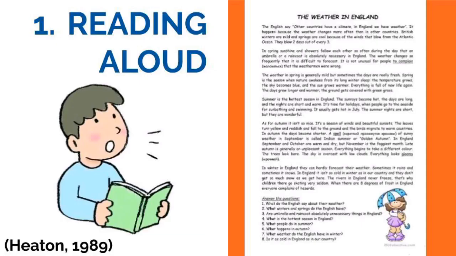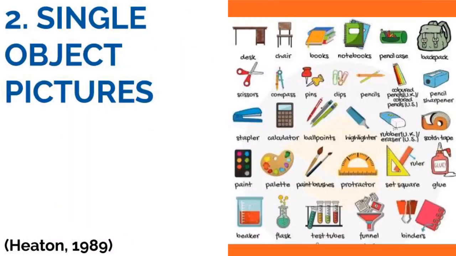The first of all is reading aloud. Heaton stated that this type is generally used to assess pronunciation as distinct from the total speaking skills. The passage can be in various forms and topics. And now we move on to the second type, which is single object pictures. This type can be used for testing the production of significant phoneme contrasts.